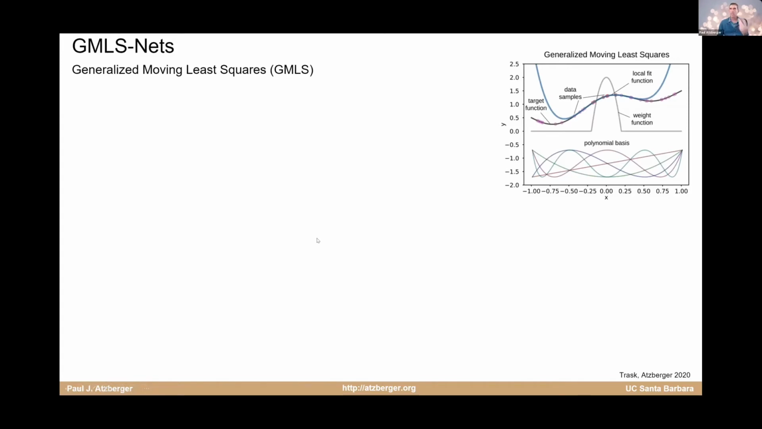So the idea of generalized moving least squares, I don't have a lot of time to go into the details, so I'll refer you to our recent paper and Python package if you're interested in playing around with that. The idea is if I have some kind of differential equation that I'm trying to learn, let's say I'm trying to learn the evolution of a concentration field, let's just start in one dimension.